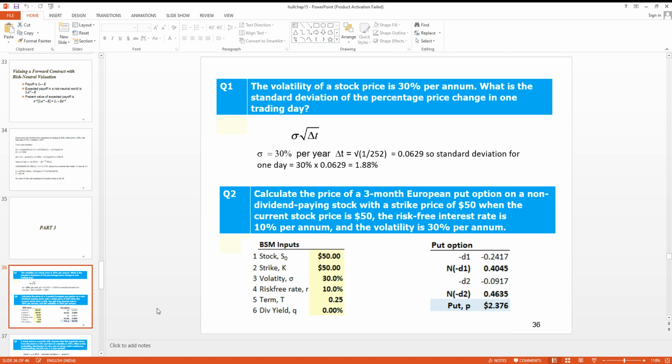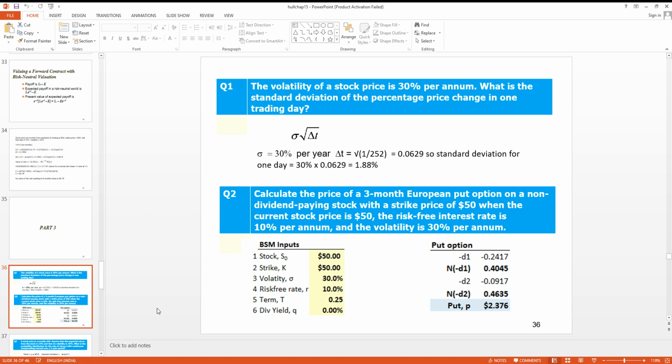So the first question is that the volatility of a stock price is 30%, which means sigma is 30%. What is the standard deviation of the percentage price change in one trading day? Now, assuming that there are 252 trading days in a year and sigma is 30%, so delta t will be square root of 1 by 252, which works out to 0.0629. So the standard deviation for one day will be 0.3 into 0.0629, which is 1.88 percent.